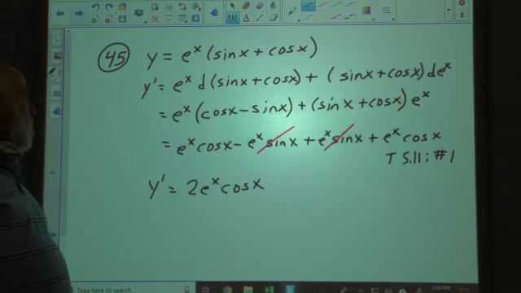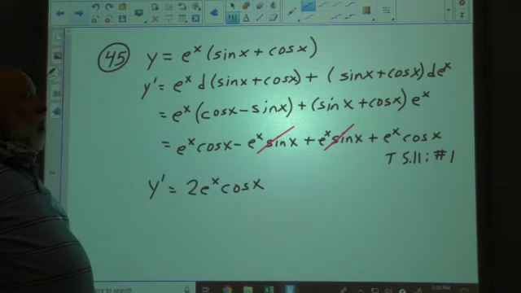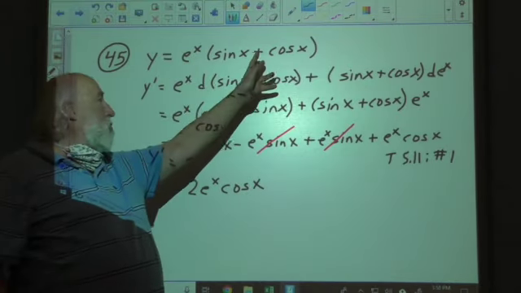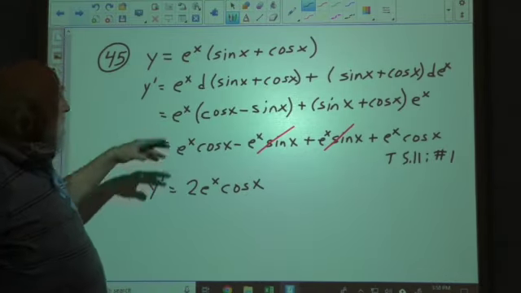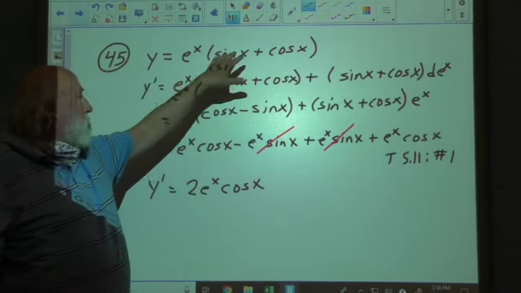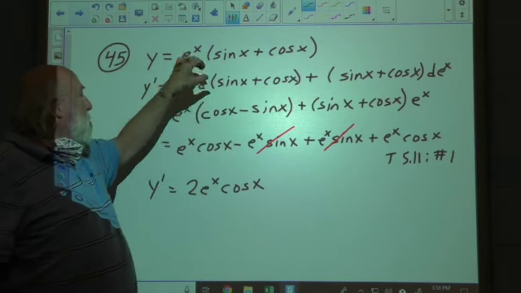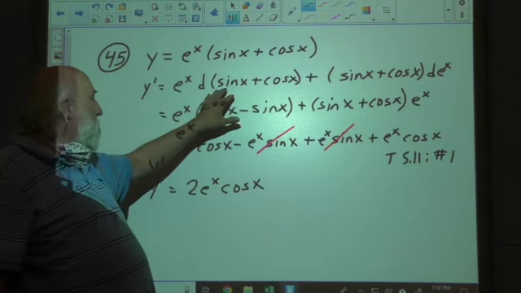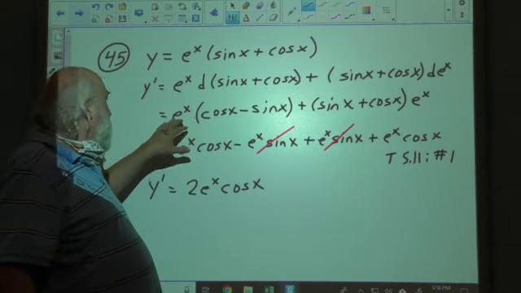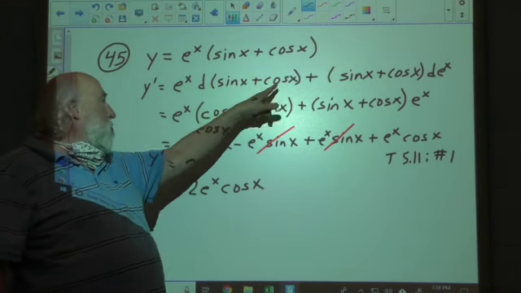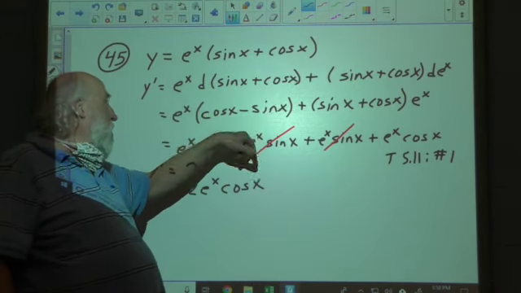Number 45 is an interesting little problem. We have here e to the x times the parenthesis sine x plus cosine x. So when we derive this, remember this is the product rule here. We take this times the derivative of this plus this times the derivative of that. So that's what we did here. So e to the x times the derivative of sine x plus cosine x will give you e to the x times the derivative of sine of x is cosine x. Derivative of cosine x is minus or negative sine x.